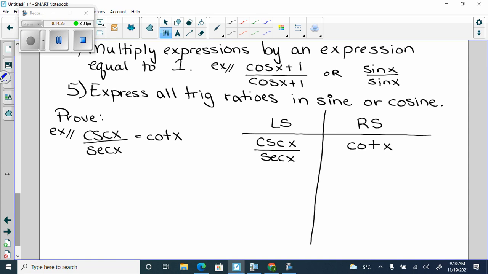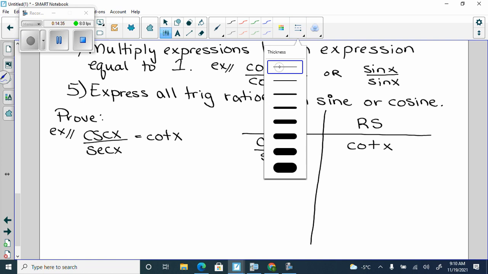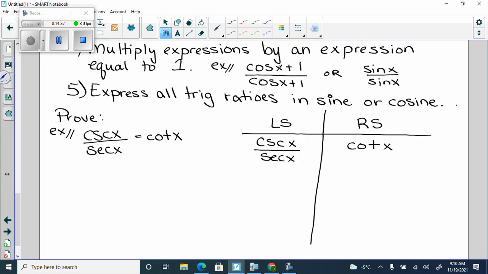So your first step always is to try and simplify what you think is the harder side. So which one do you think is the harder side? The left side? So I don't have to even touch the right side. I could actually never touch the right side and get them to match, and then the left side equals right side, and the right side just sits there. Right? So cosecant x is 1 over sine x. Oh my goodness, it's a fraction.